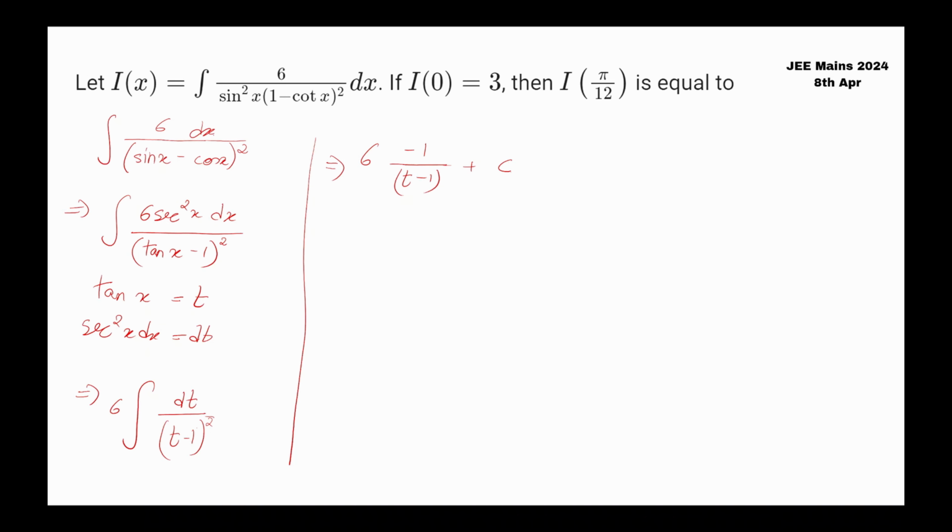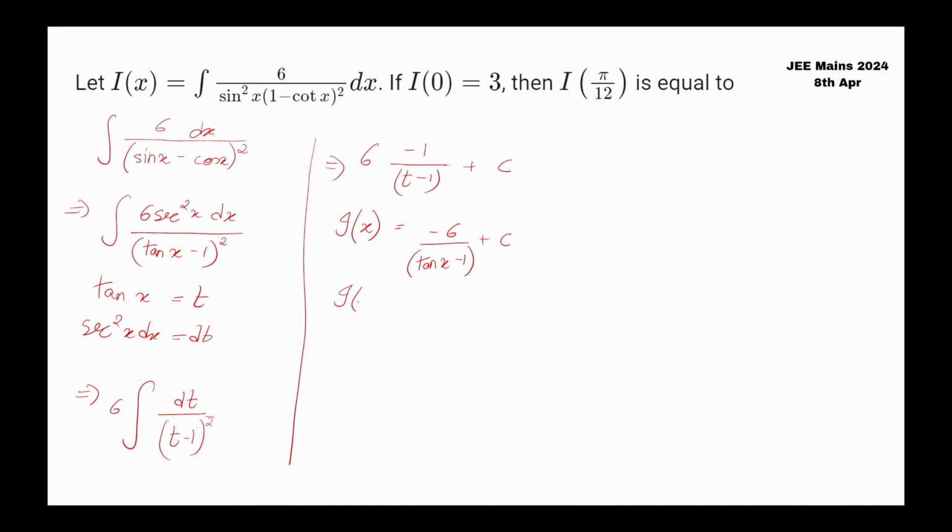Now they've given us the value of integration at 0 is equals to 3. That means they're telling us what would be the value of the constant term. So let us put, first of all, let us write down our I of x. It would be minus 6 upon t, which was tan x, minus 1 plus c.